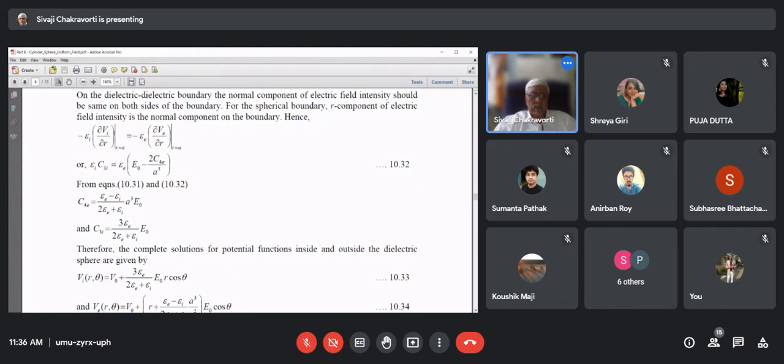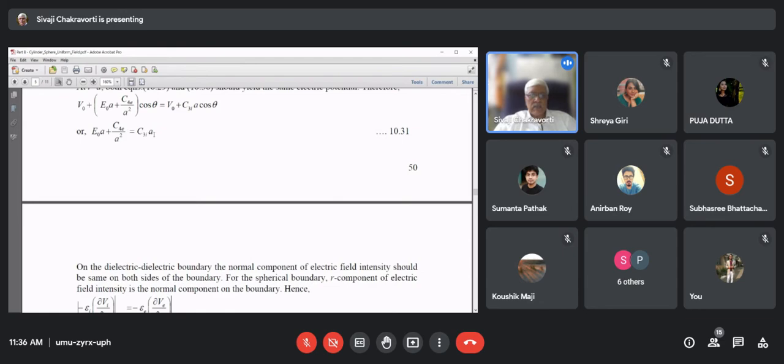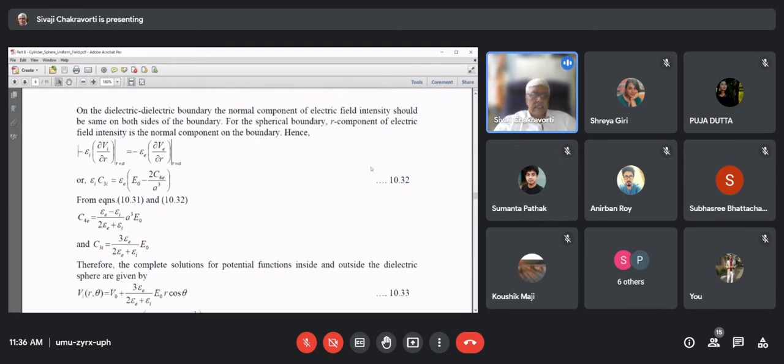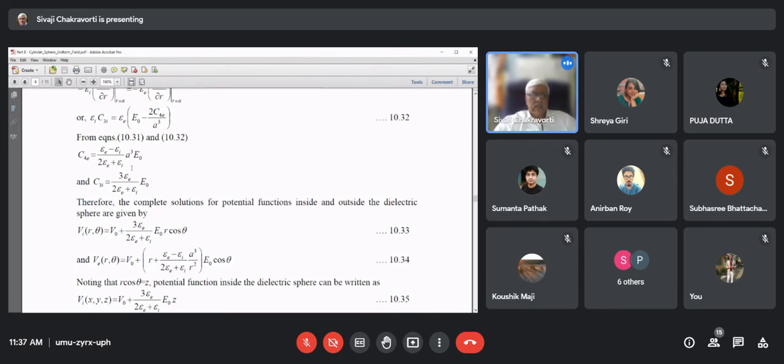In equation 10.32 I have two variables C4e and C3i, so we solve it and we get the two values C4e and C3i, and therefore I see that 10.33 is the solution for inside the dielectric sphere. 10.34 is the solution for outside the dielectric sphere.